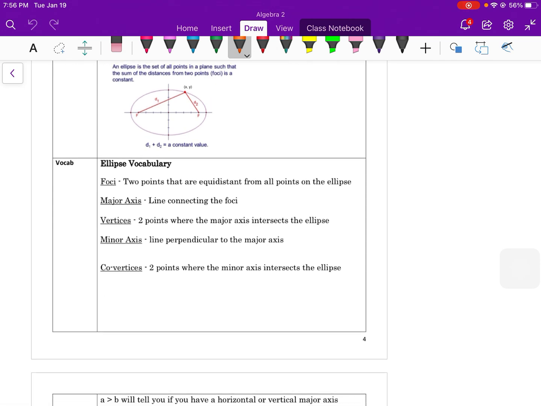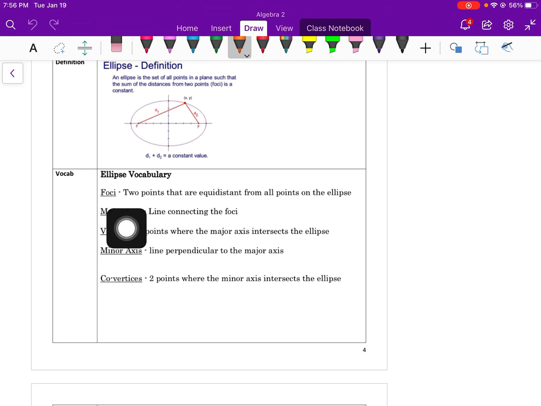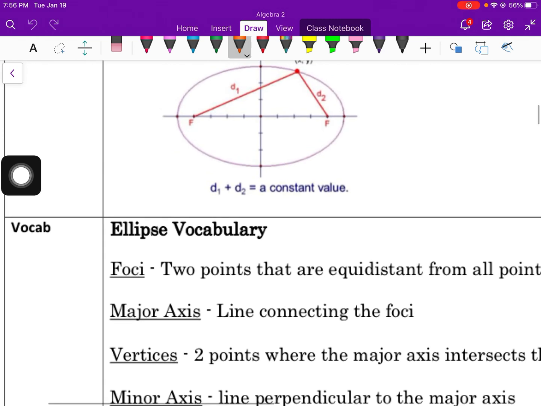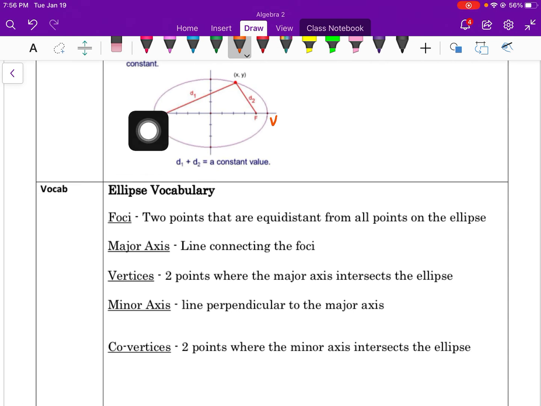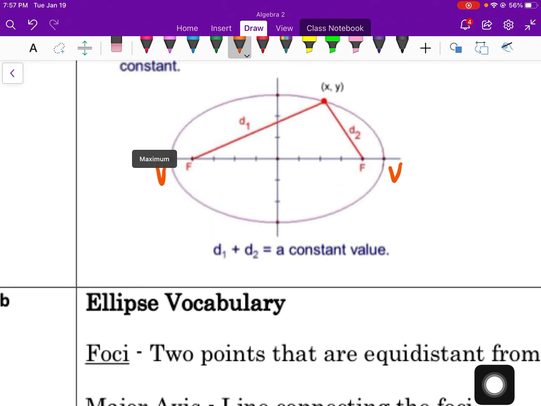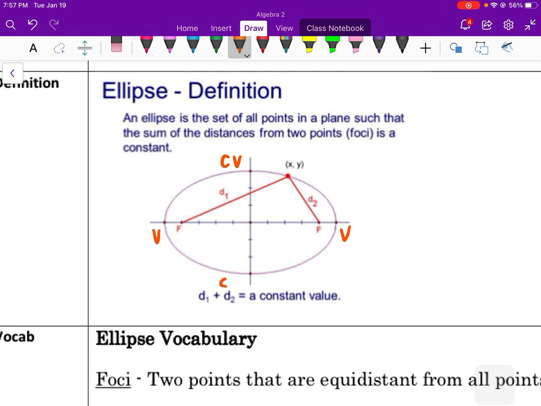Main thing to note with the vocabulary: the foci are 2 points that are equidistant from all points on the ellipse. So that's this point here and this point here. The major axis is the line connecting the foci. In this case, the major axis is the x-axis. Vertices are the 2 points where the major axis intersects the ellipse. So these would be the vertices here, since this is the major axis. The minor axis is the line perpendicular, so that would be the y-axis here. And the co-vertices are the 2 points where the minor axis intersects. So these would be your co-vertices, that point here and this point here.